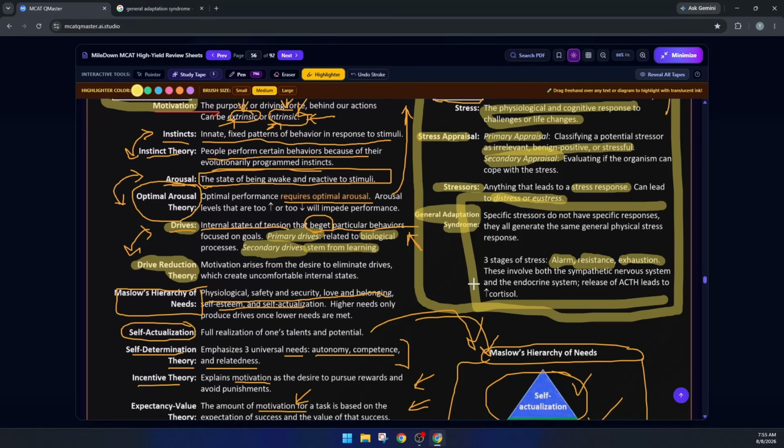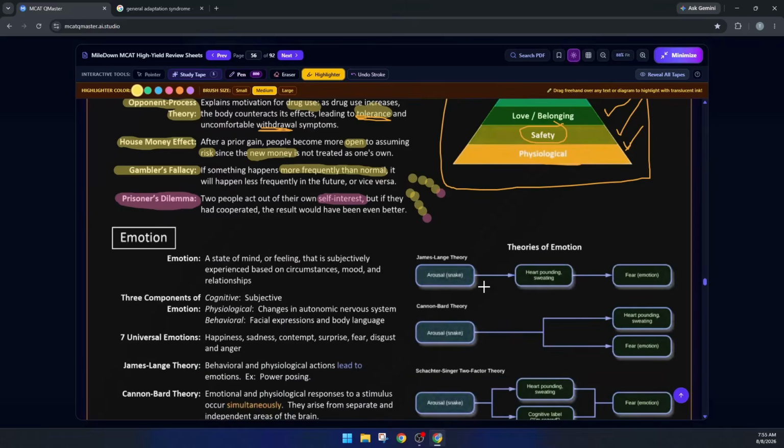Okay. So these both involve the sympathetic nervous system and the endocrine system. That's something that wasn't talked about before. Not only are you having a fight or flight response, with the sympathetic nervous system firing, but you're also enabling your endocrine system, which involves a release of acetylcholine, which leads to an increase of cortisol. You need to memorize that.